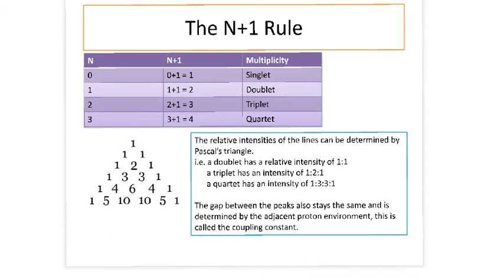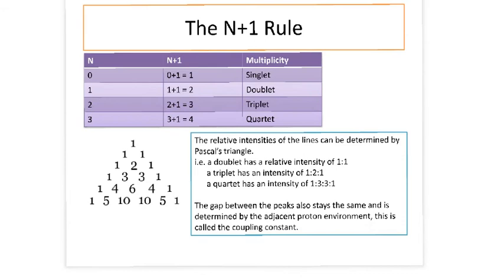If n is 3, then you get a quartet, which is good because 3 plus 1 is 4. And again, it's not 1 to 1: the 2 peaks in the middle are equal height, with a ratio of 3, and then the 2 outside ones have a ratio of 1.